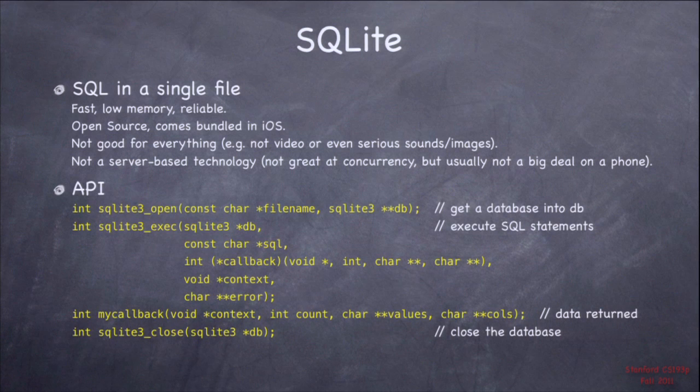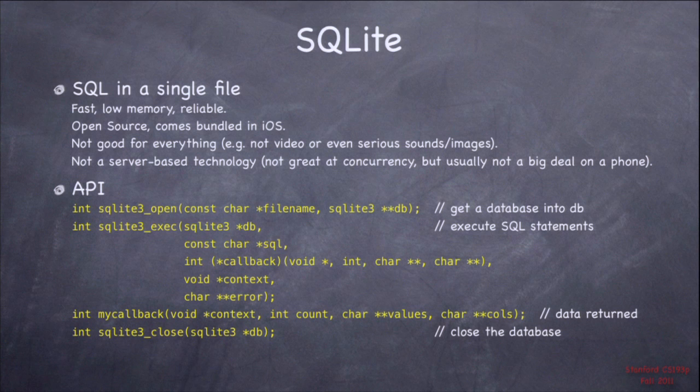This is what the API looks like. You open a file. Notice it's a const char star. This is a C API, not an object-oriented API. So you open the SQL file that you're looking at. You get back a database pointer, a SQL database pointer, and then you just execute SQL statements, right? You pass the database, the SQL statement you want. A lot of SQL statements will have callbacks where they're giving you the data that you're requesting in a table, and you can get an error back as well.